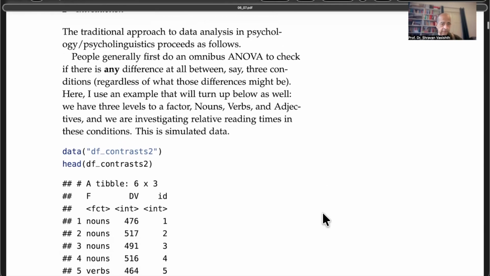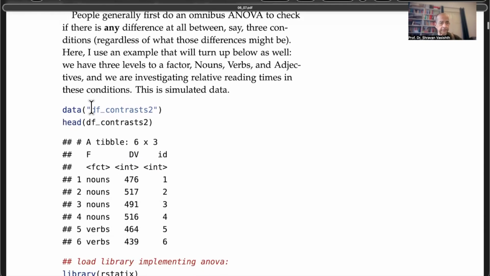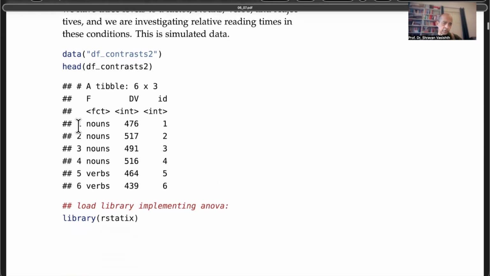So I'll illustrate this idea. Okay, so I'm going to take some fake data. This is data that's generated from the BCOG-SCI package, right? Just like in Bayes 1. And so what we have here is a factor, one factor, right, with 3 levels, so nouns, verbs, and adjectives, okay? And there are some reading times or something, and it's a between subjects design, just for illustration. So these are subject IDs, okay?